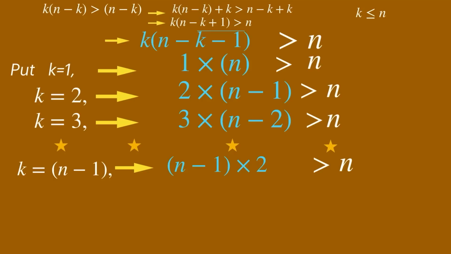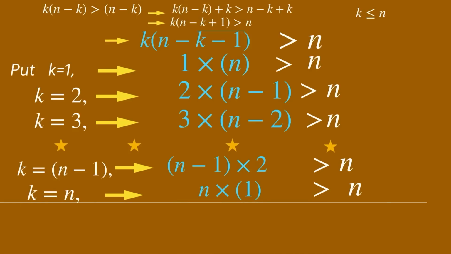So the value of k into n minus k minus 1 would be, for k we write n minus 1, and the value of n minus k minus 1 would be n minus 1 minus n plus 1. So the n will vanish, and 1 plus 1 would be 2. So we have written n minus 1 into 2. And then for k equal to n, we may write n into n minus n plus 1, that is n into 1, and that is greater than n.